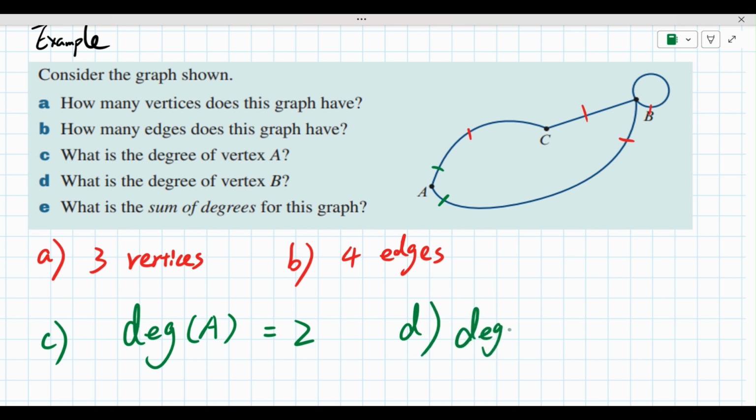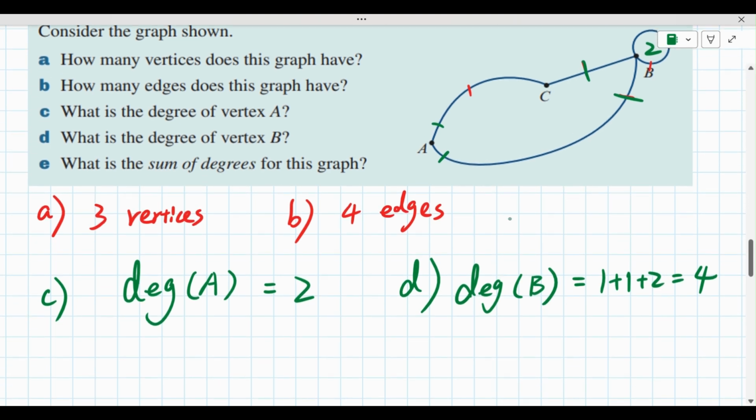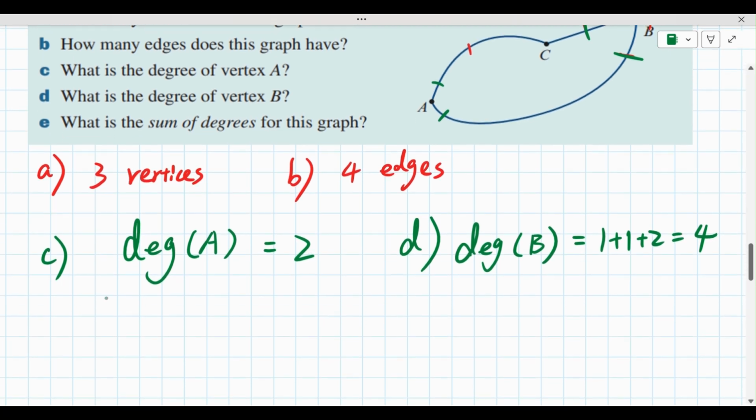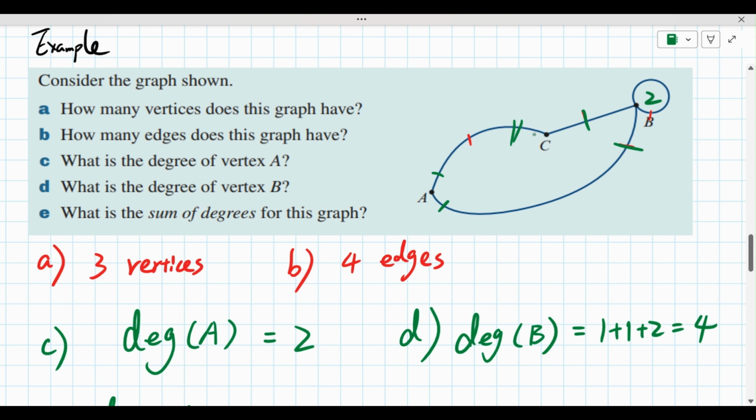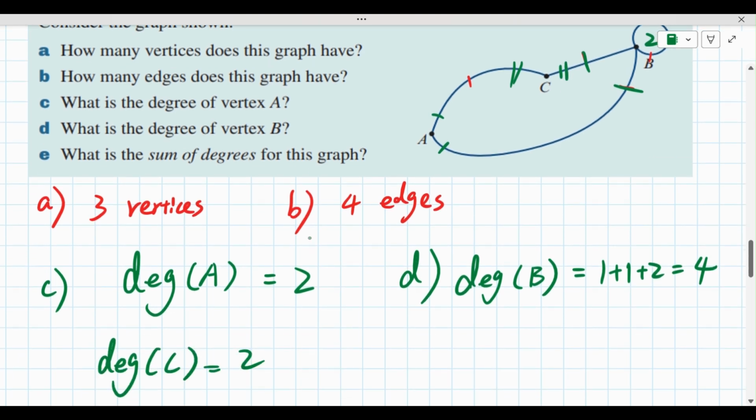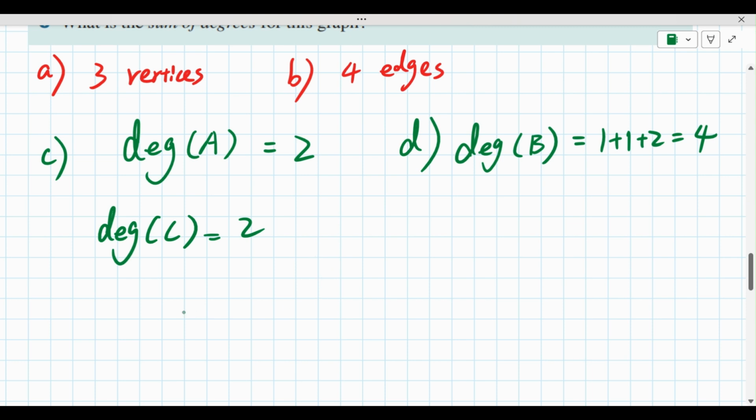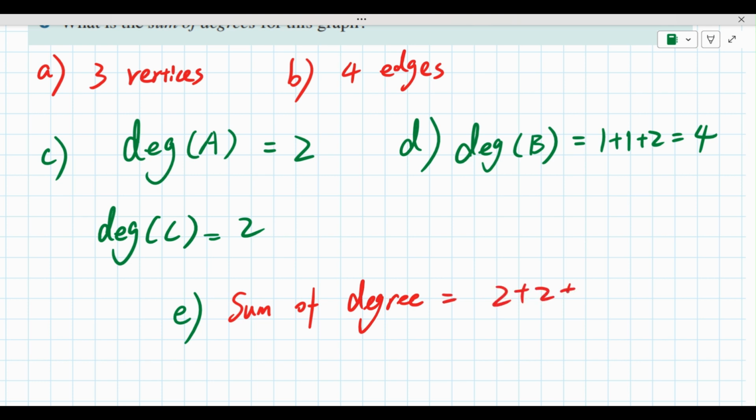The degree of B is 1 plus 1 plus 2, since the loop counts 2, which equals 4. Then we need to find the degree of C, which is 1 and 2, so it's 2. For question E, the sum of the degrees equals 2 plus 2 plus 4, which equals 8, twice the number of edges.